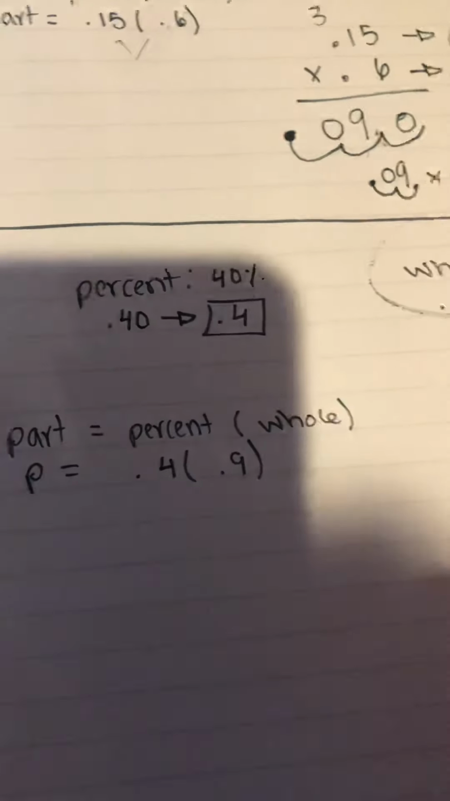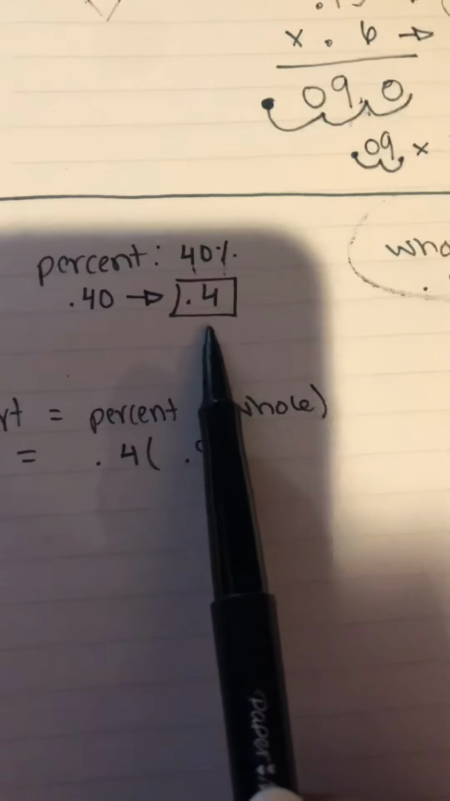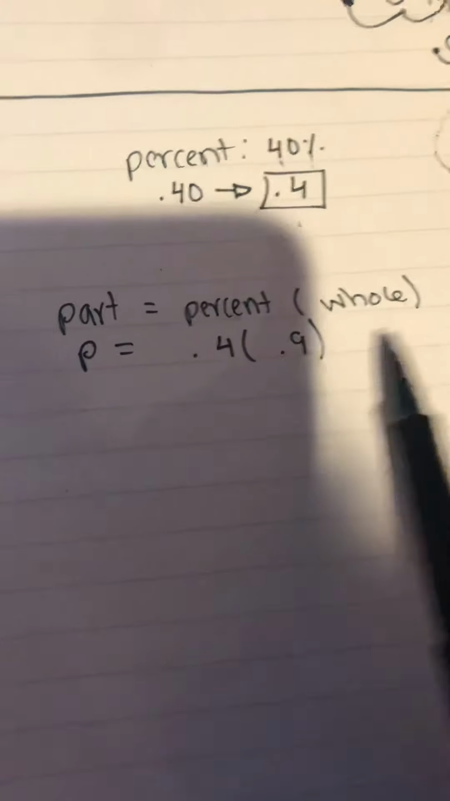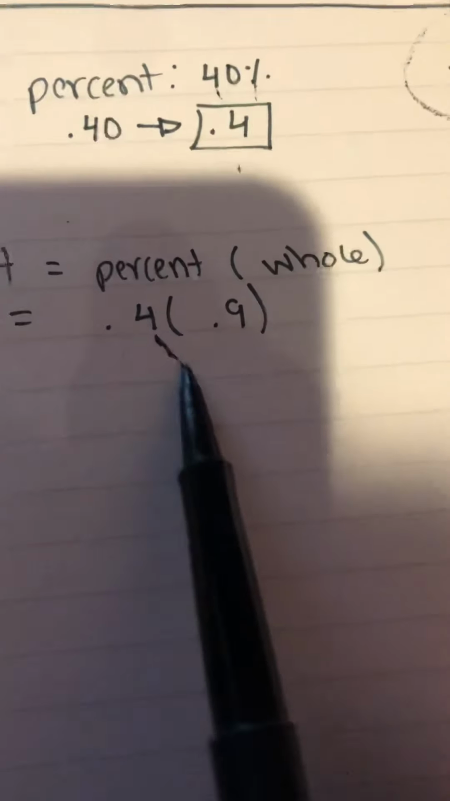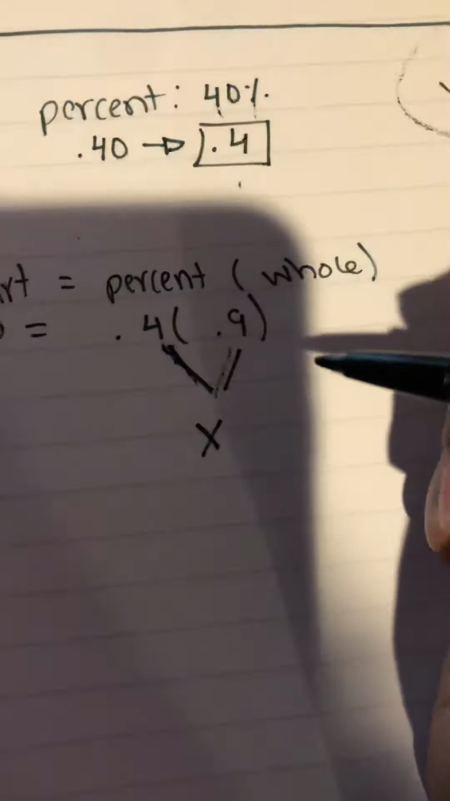And for the next one, same thing. Your whole should have been 90%. Your percent should have been 40%, and you converted that to 9/10 and 4/10. And here, the part equals the percent times the whole. Please make sure that you substituted correctly, and you know that the operation between them is multiplication.